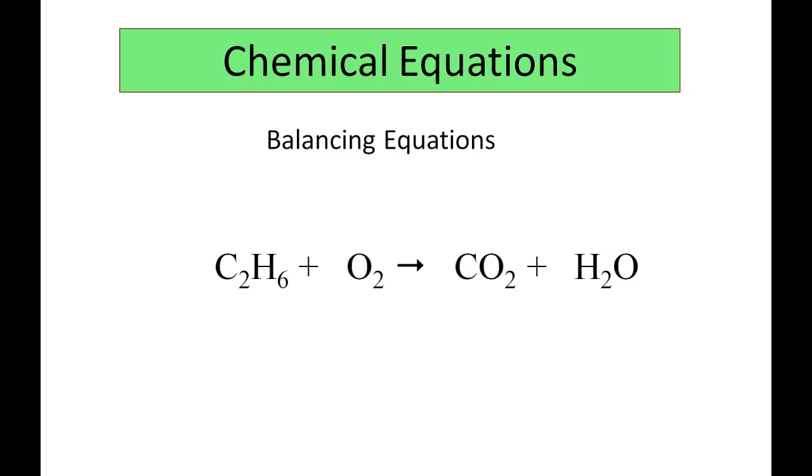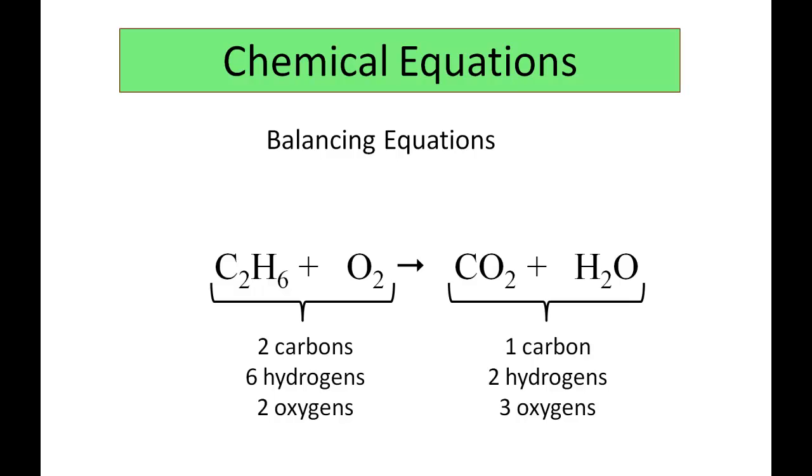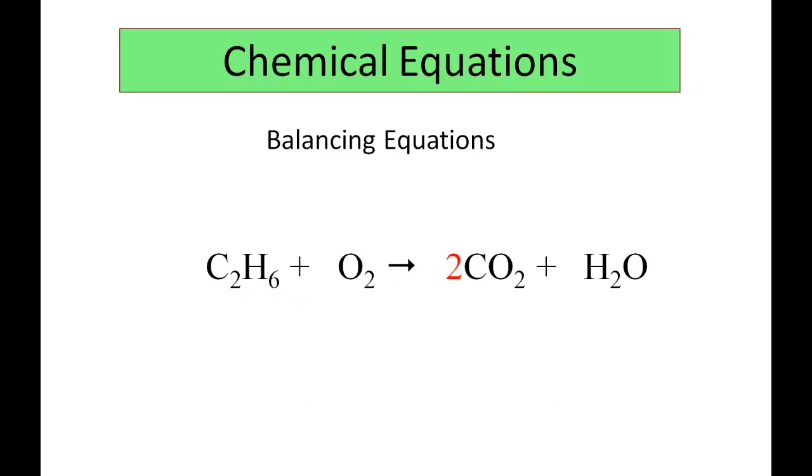Here's another one to try. Remember, save your oxygens for dead last, save your hydrogens for next to dead last. You'll notice we have 2 carbons, 6 hydrogens, 2 oxygens on the reactant side. On the product side, 1 carbon, 2 hydrogens, 3 oxygens. So we're not balanced. So let's start with our carbons first. I put a 2 in front of the carbon dioxide to give us 2 carbons on both sides.